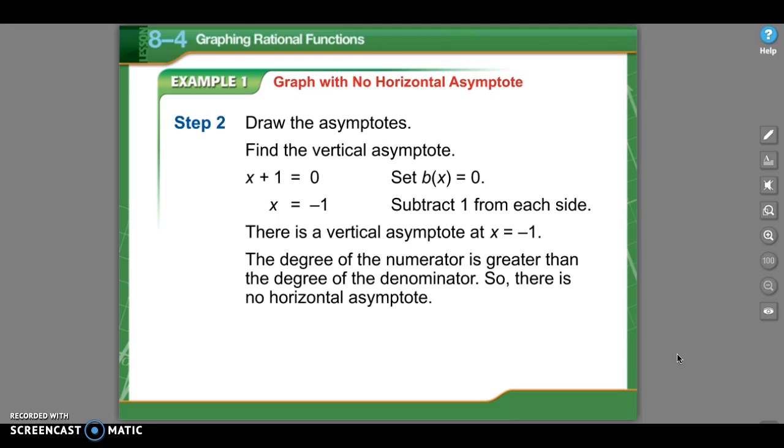And we need to remember that the degree of the numerator, which was x cubed, is greater than the degree of the denominator, which is x to the first power. So that means there's not going to be a horizontal asymptote, because the top power was bigger than the bottom power on this equation.